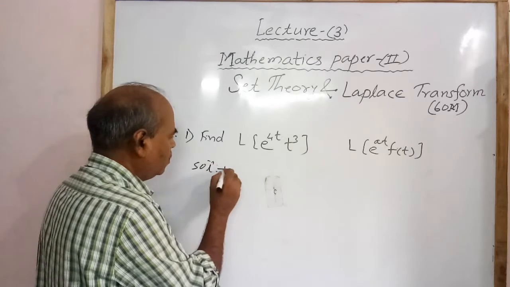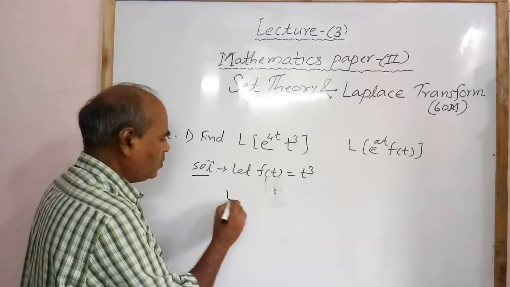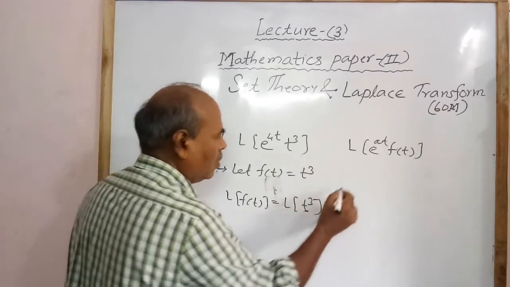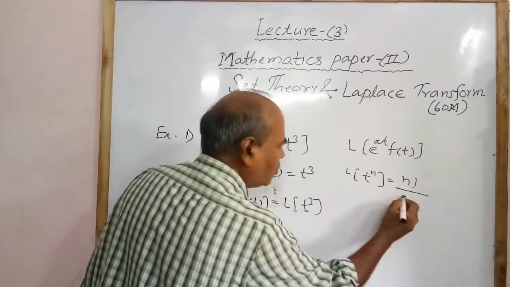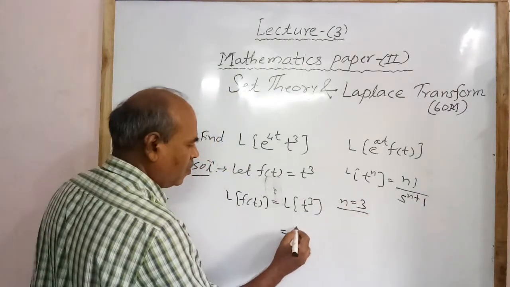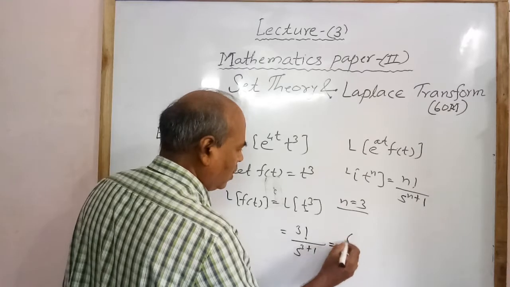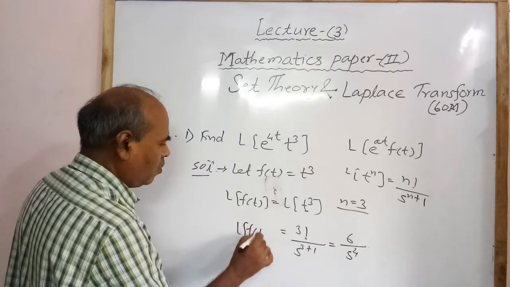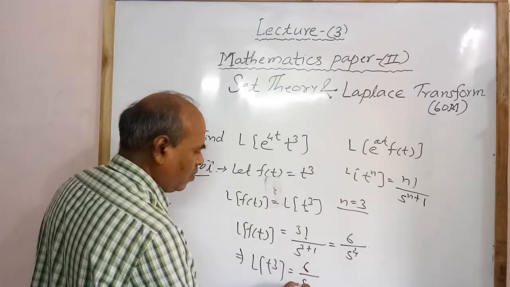Solution. Let f of t equal to t cube. Then we take Laplace. Therefore Laplace of f of t equal to Laplace of t cube. We know that Laplace of t to the power n is given by the formula factorial n divided by s to the power n plus 1. Here we have n equal to 3. Therefore we have 3 factorial divided by s to the power 3 plus 1. 3 factorial, that is 6. 6 divided by s to the power 4, which is the Laplace of f of t, that is Laplace of t cube.